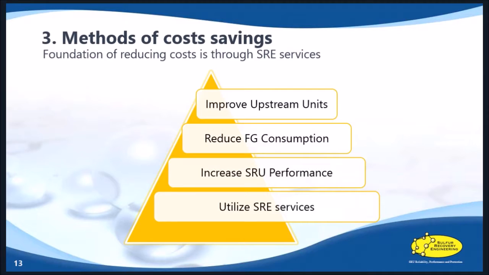So when I was thinking that up, I came down to 4 different ways. And it seems the best way to present it is that they're all layered on top of each other. On top of this pyramid is to improve your upstream units. After that, obviously, reduce your fuel gas consumption. Third one, you don't want to get away from your regulatory requirements in terms of emissions, so you want to increase your SRU performance. But the foundation of all of that is SRE services, and I'll explain that a little bit further.